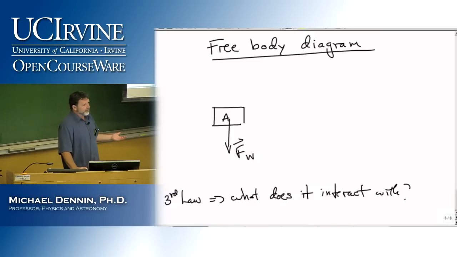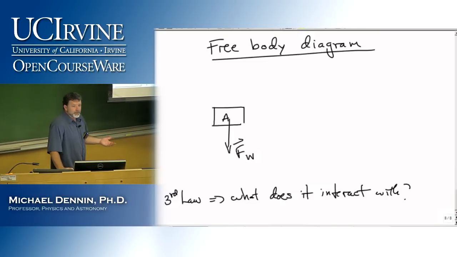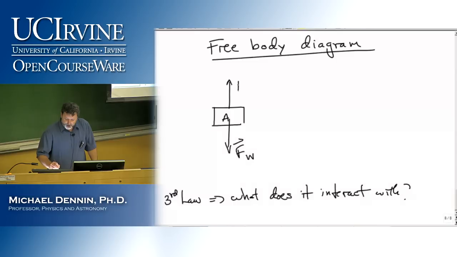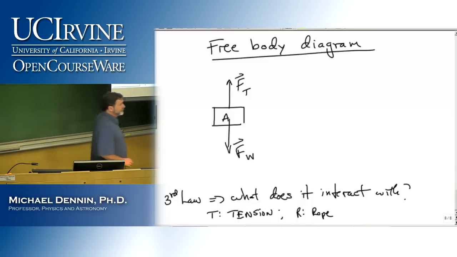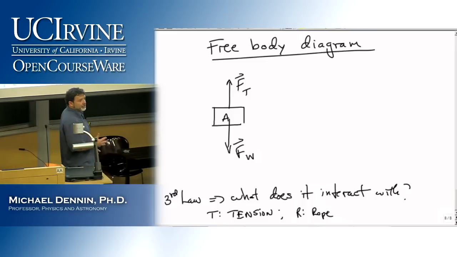Now, it has one other interaction. What is it? The rope or string pulling it up. I most often use, and it's probably the most common, a sub T for tension. So the T is tension. But sometimes there will be problems where that's not quite as clear, and you will use a sub R for rope. There will be different ways you do it. Some people will just write that as a capital T. So there are these two interactions.